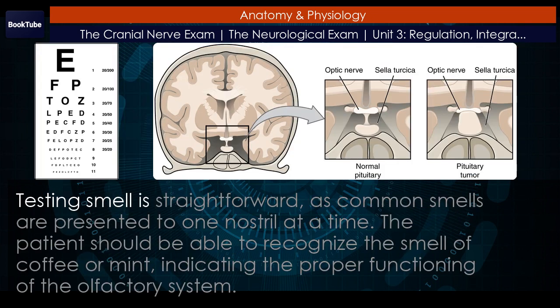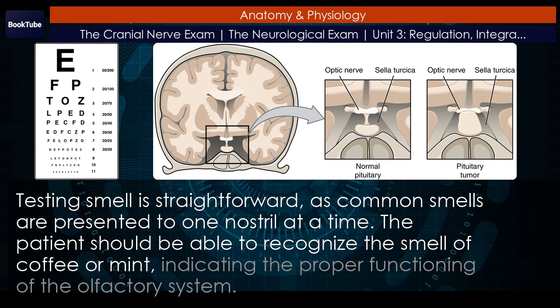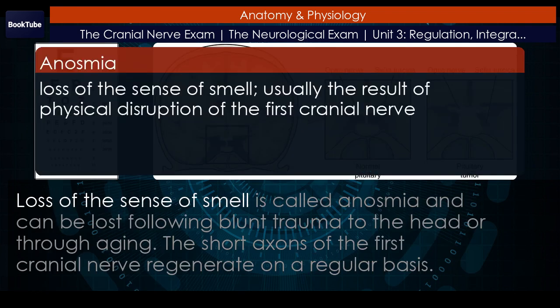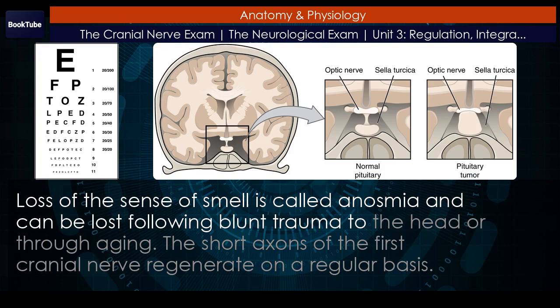Testing smell is straightforward, as common smells are presented to 1 nostril at a time. The patient should be able to recognize the smell of coffee or mint, indicating the proper functioning of the olfactory system. Loss of the sense of smell is called anosmia and can be lost following blunt trauma to the head or through aging. The short axons of the first cranial nerve regenerate on a regular basis.